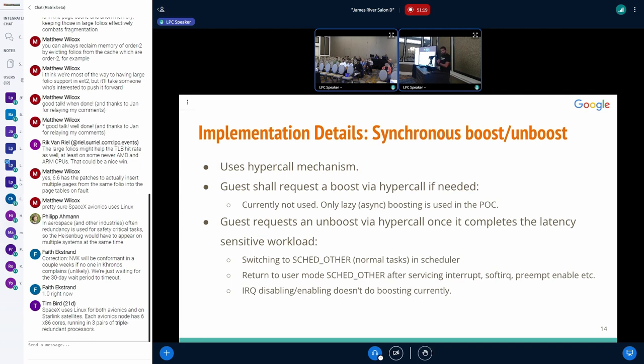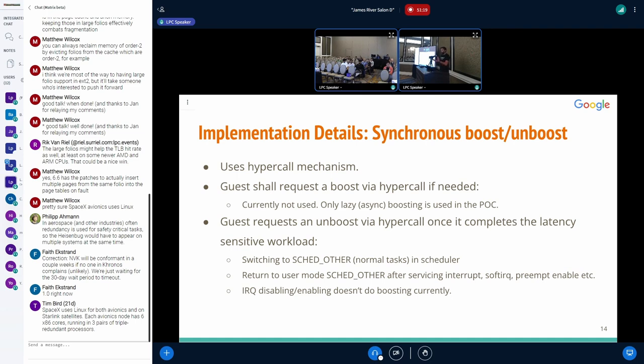Just to go over the unboosting part, when we unboost, we have to make sure that the context we're about to run is not important. So if we switch to SCHED_OTHER in the scheduler from RT, then from the scheduler we issue a hypercall saying we're about to switch into normal tasks, please unboost us. And there are other parts of the guest kernel, for example the interrupt exit path, where we unboost as well.